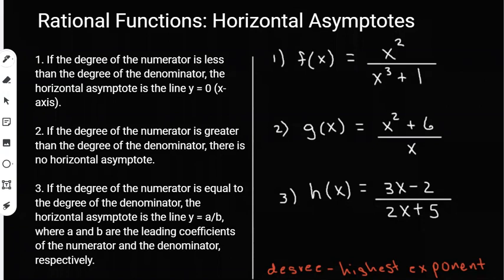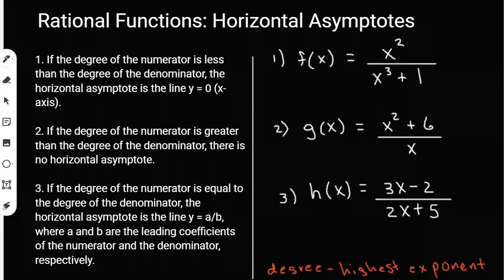And when we find horizontal asymptotes, we're always looking at the degree, and the degree just stands for the highest exponent. So we're going to be comparing the exponent on top to the highest exponent on the bottom. And there are three rules that we want to consider when we look at horizontal asymptotes.